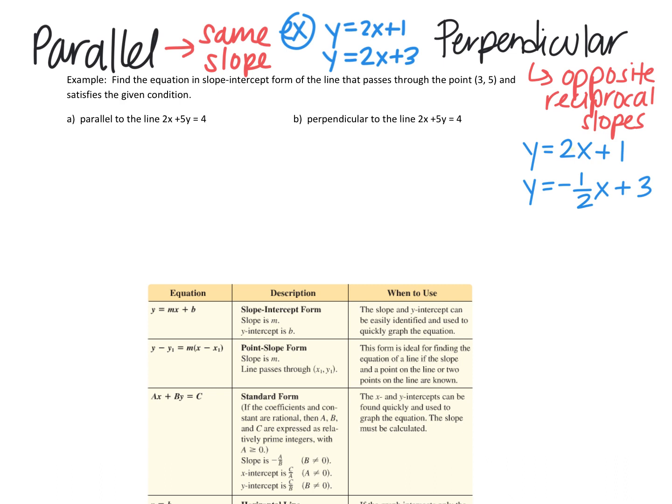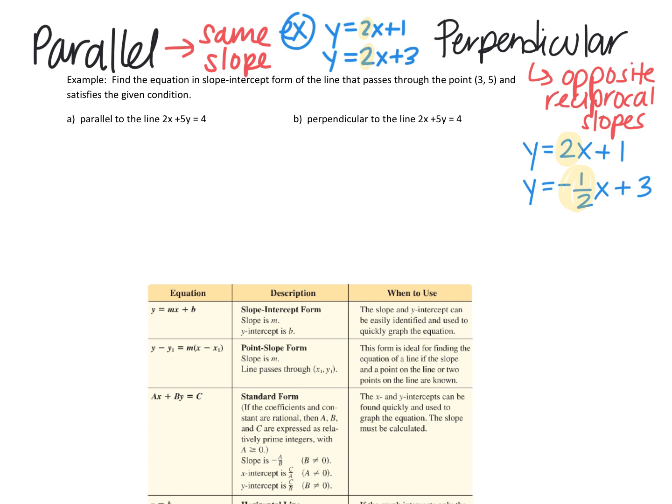So again, I'm looking here. 2 and negative 1/2, those are opposite reciprocals, different sign, flip the fraction. Opposite means change sign, reciprocal, flip. And then here, both the slopes are 2. Okay, so that's what you're looking for today. Obviously, we're going to be writing equations of lines. That's the first thing today.